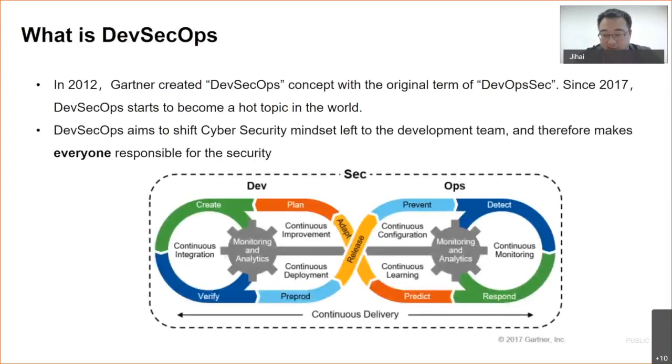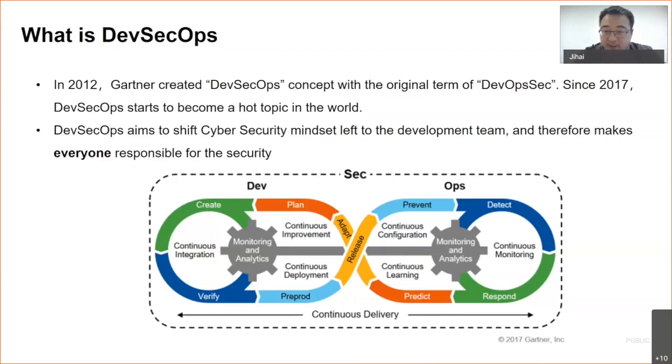So actually, DevSecOps was created quite early, in 2012, by Gartner. Originally, it was called DevOps Sec. I did some research and tried to find why people changed the name from DevOps Sec to DevSecOps. Finally, I found there are probably two main reasons. One reason is that the short name for DevOps Sec is DOS, which duplicates DDoS. DDoS is a very famous networking attack, so that's a duplicate name.